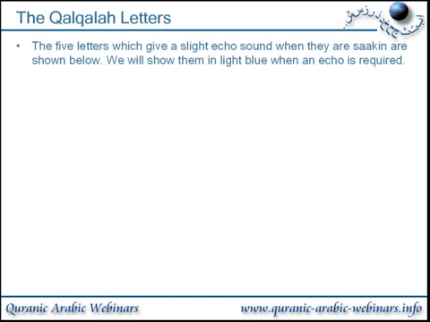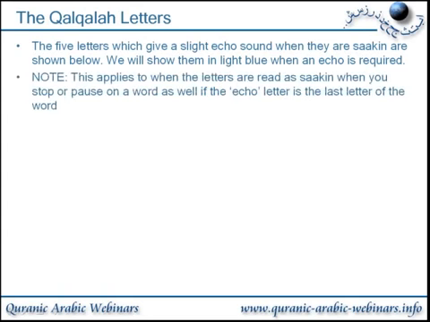So first we'll cover the actual letters. The 5 letters which give a slight echo sound when they are sakin are shown below. Okay, so I'll just bring those up. And I've got a note here, we will show them in light blue when an echo is required. So these are the 5 letters. You can remember them as Qa, Ta, Ja, Da, Ba. And we've put the sukoon on all of them to indicate the echo happens when they are sakin.